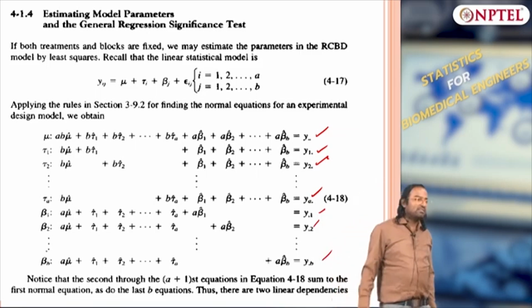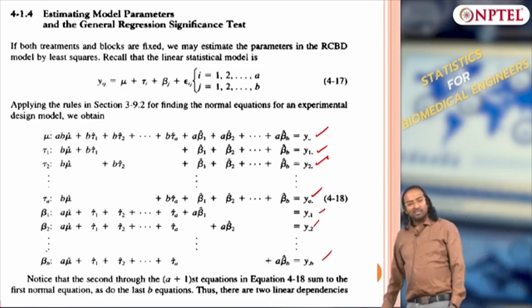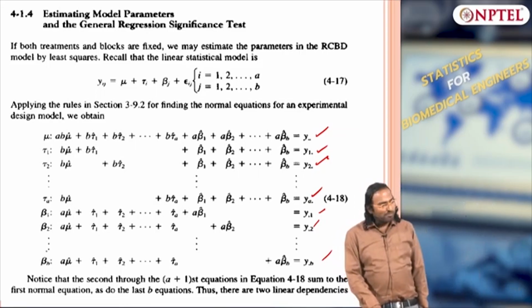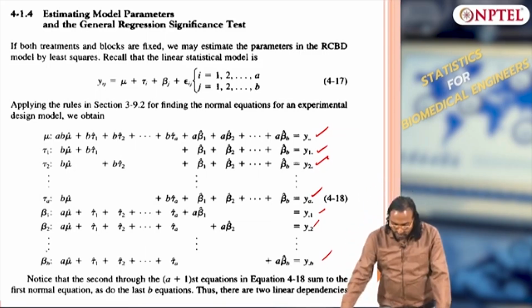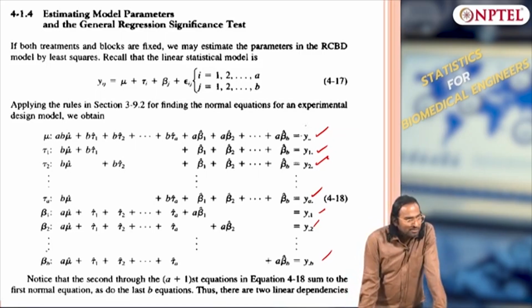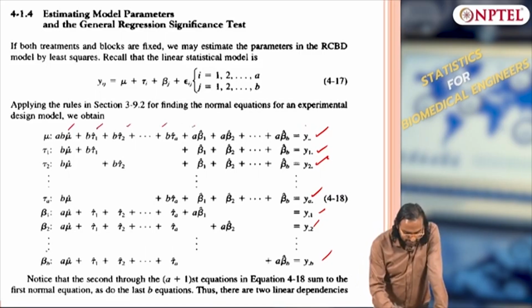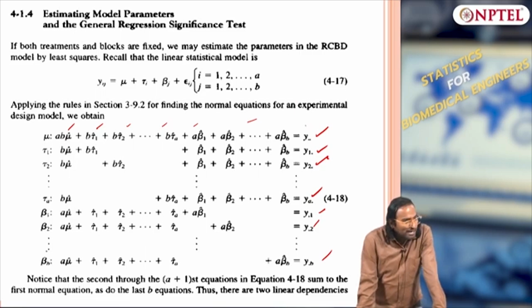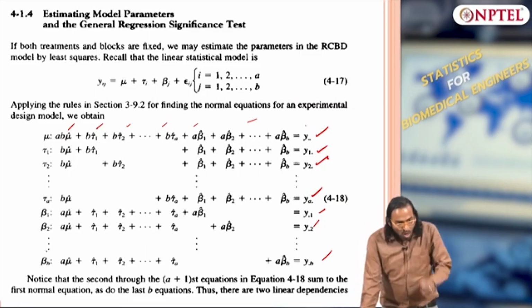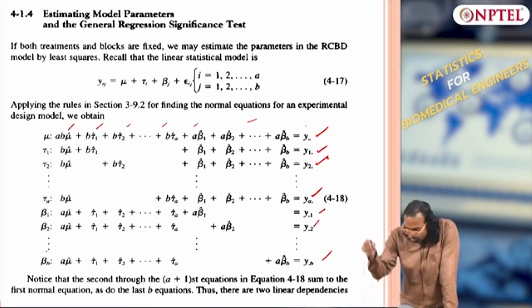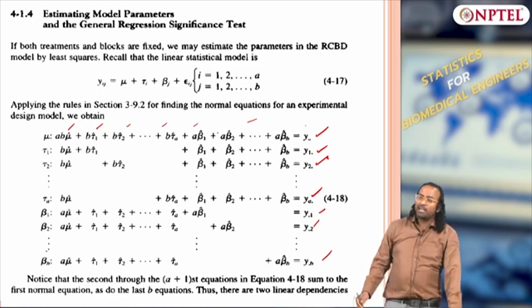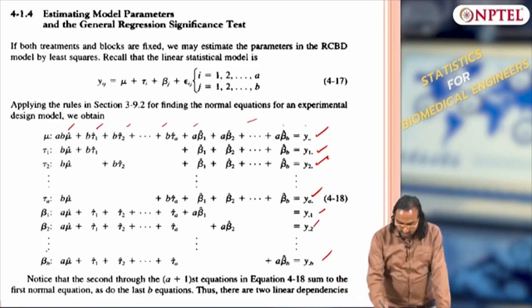So how many equations are there here? A plus b plus 1 equations: a treatment equations, b block equations and 1 mu equation. So with a plus b plus 1 normal equations, the right hand side you can write. How do I write the left hand side of the equation? The left hand side is nothing but the summation of all the parameters multiplied by how many times that particular parameter appears in the equation. So mu hat appears how many times? AB times. Tau 1 hat appears how many times? B times. Tau 2 appears b times, and the columns beta 1 hat appears a times, beta 2 appears a times, etc. So this is my first equation.